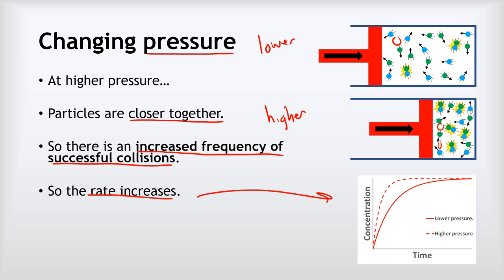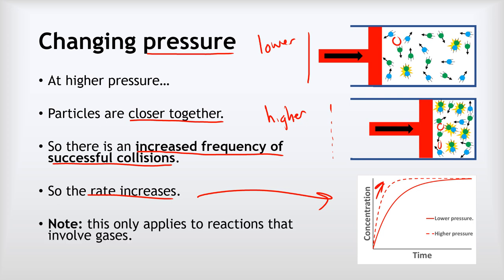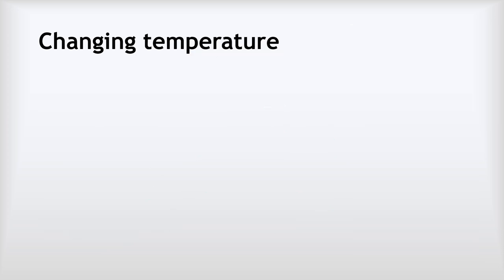And again, we can see that here. We've got the solid line representing the lower pressure, the dotted line representing the higher pressure. And you can see how that dotted line shows that faster rate because it's got a steeper gradient. Now, importantly, this only applies to reactions that involve gases. If we've got a reaction between liquids or solids, pressure won't make a difference. And the last one we're going to look at is changing the temperature.